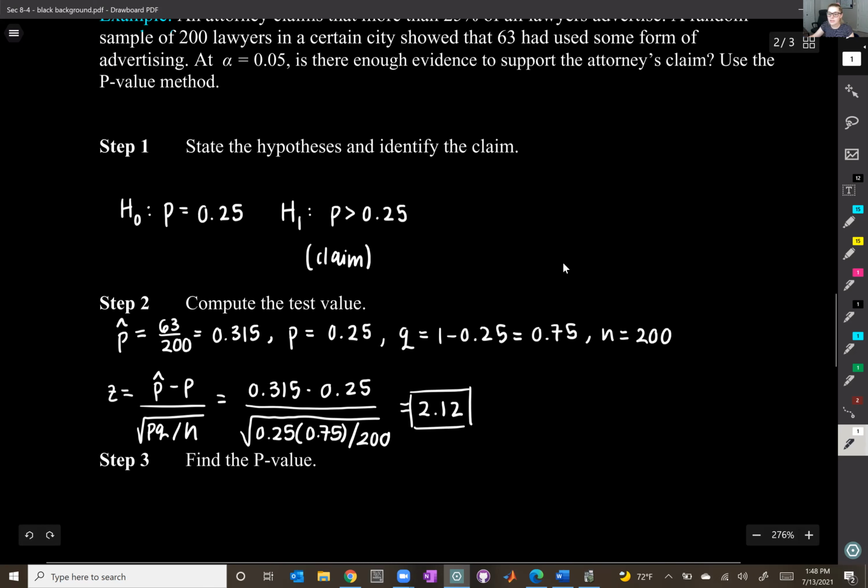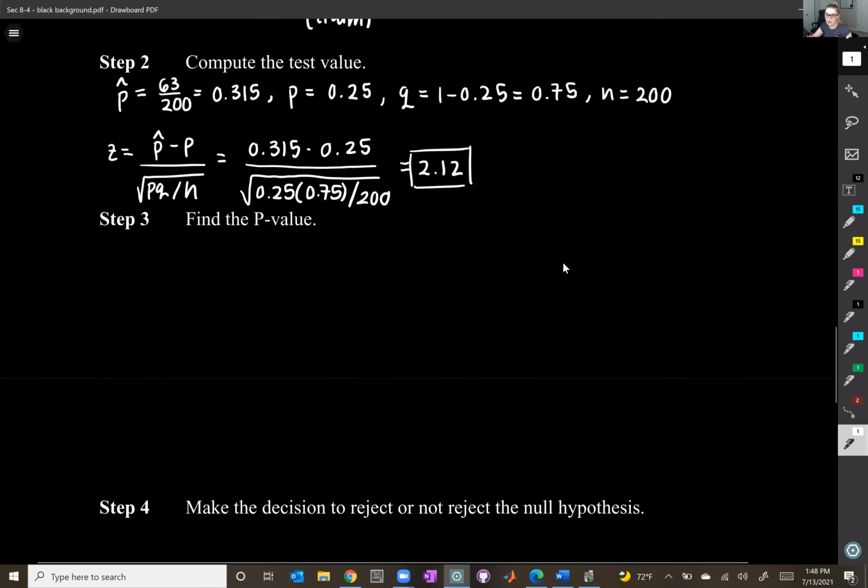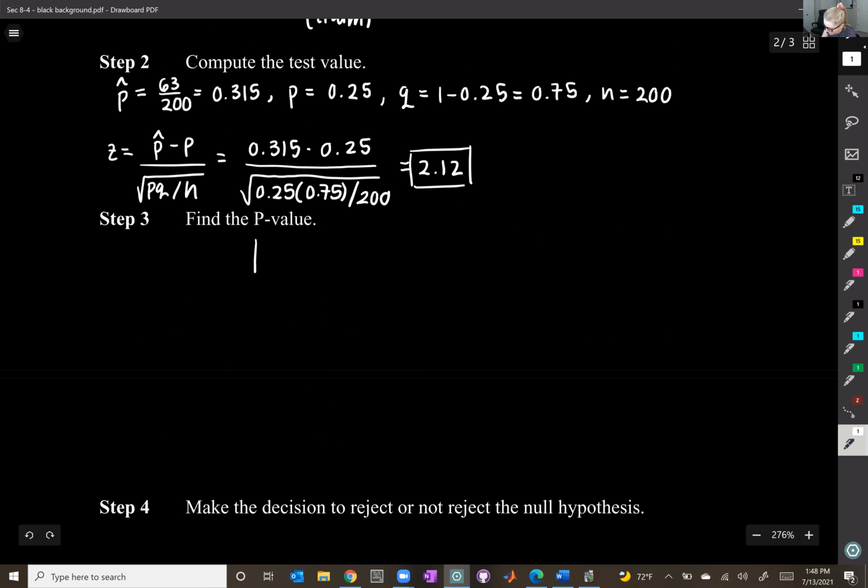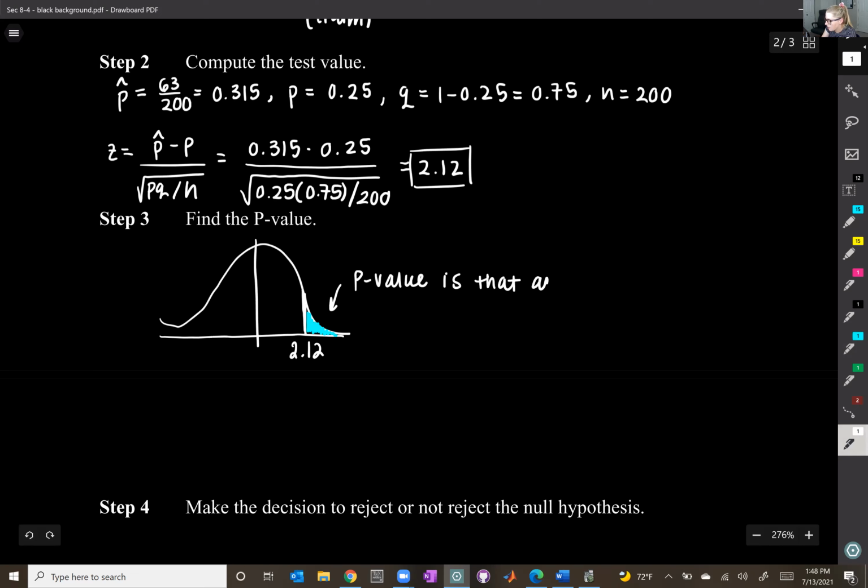And when we're doing this using the p-value method, after we figure out what the test value is, our next step is to find the p-value. So let me do a little image so I can explain how to find the p-value again. Because we got our test value of 2.12, I'm going to say that's about here. And our p-value is going to be this area here. So the p-value, just in case you need a refresher, is that area.